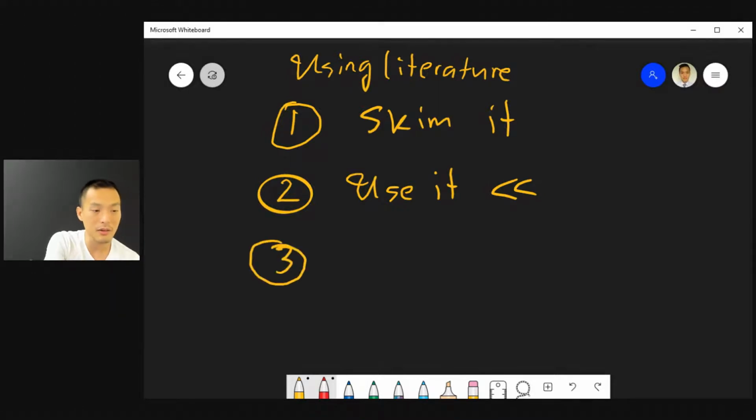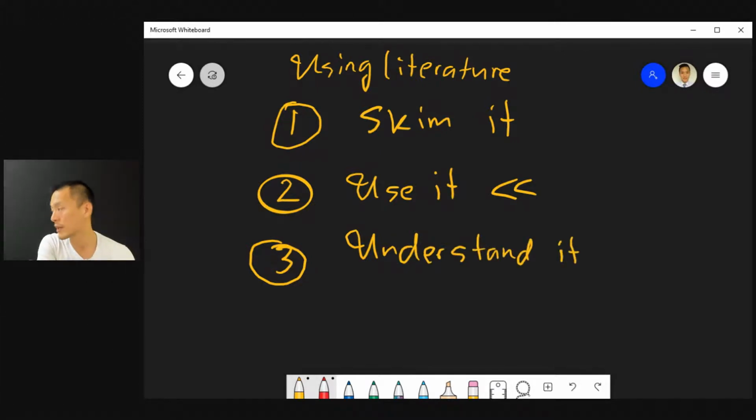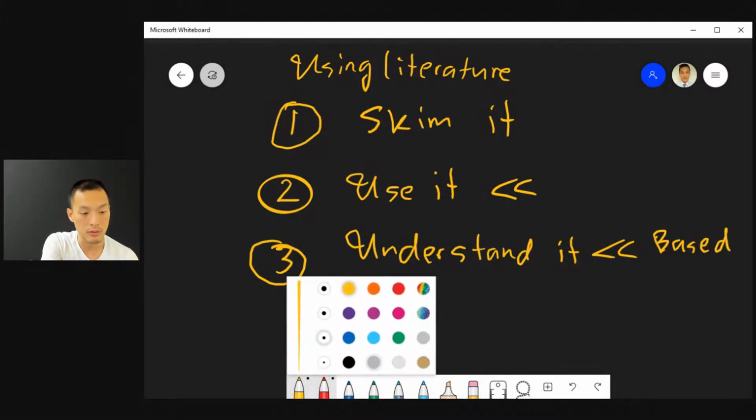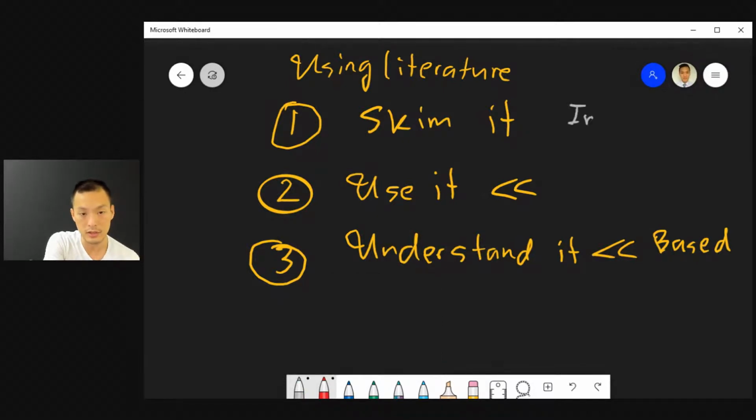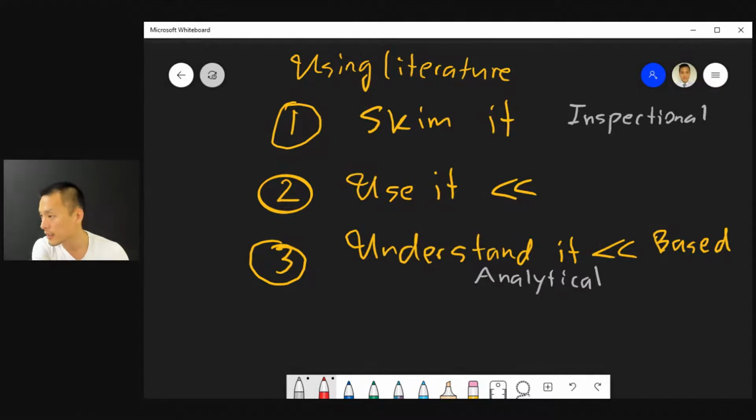And then the third level of doing it is understanding it. Why do you want to understand it? You want to understand it because maybe your work is based off of this set of papers. If you compare that to the level of reading, the skimming level is inspectional. But some papers, like I said, will be so influential for your work that you want to read them analytically. And at this point, this is where you are.